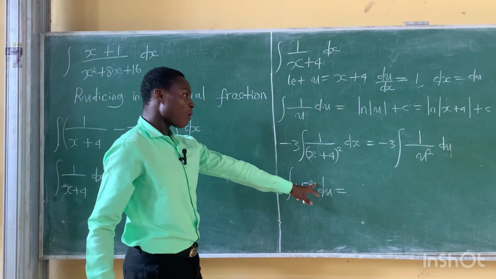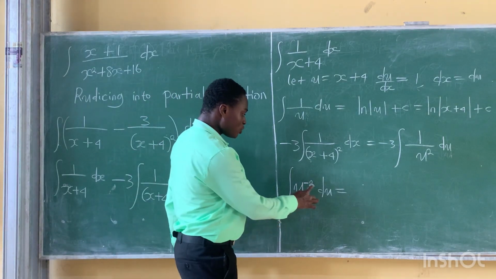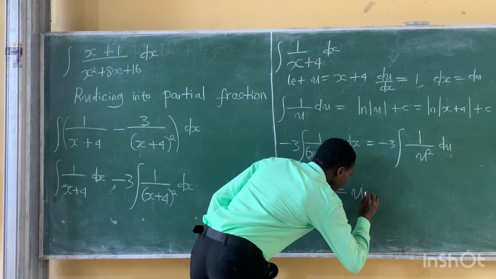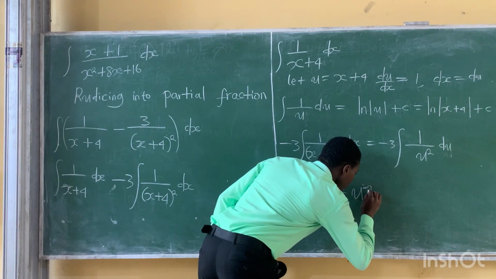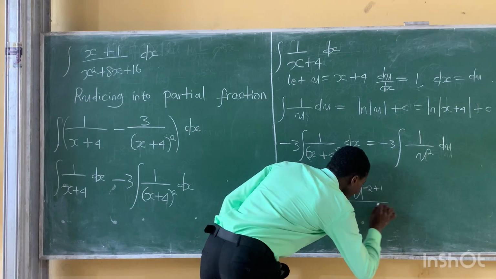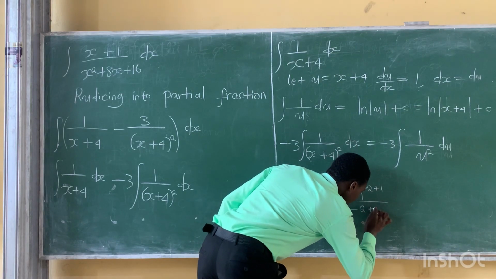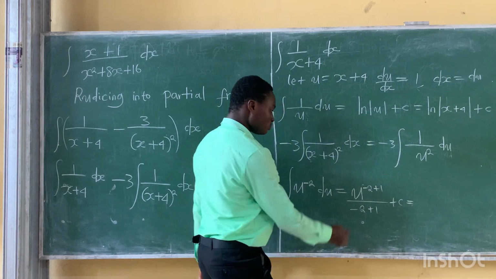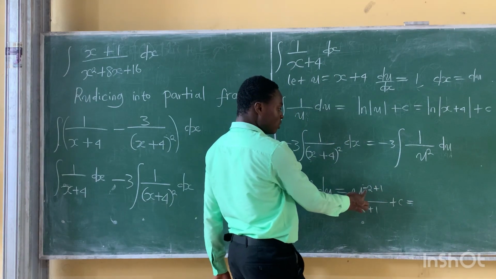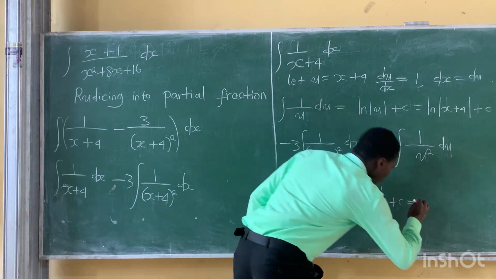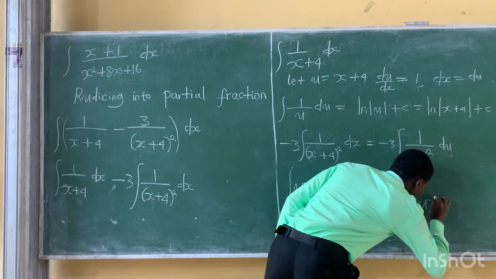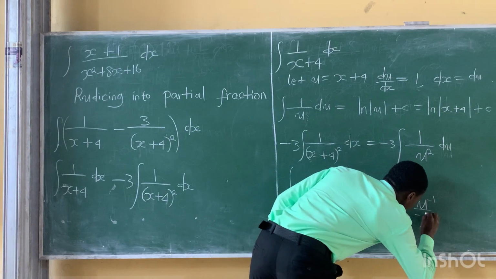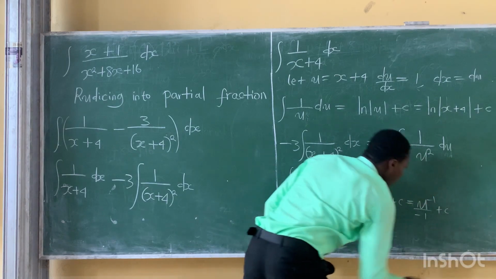You add 1 to the power and you divide by that power. So if you add 1 to the power, we have minus 1. So we have u to the power of minus 2 plus 1, and we divide it by minus 2 plus 1, then we add a constant c. And this is equal to, minus 2 plus 1 is minus 1, so we have u to the power of minus 1 over minus 1 plus c.